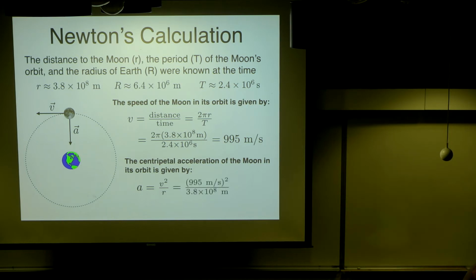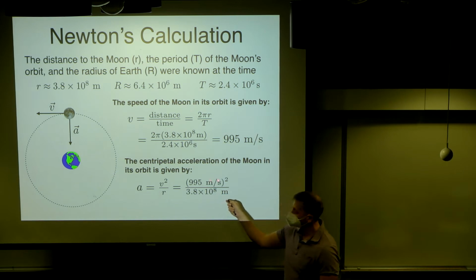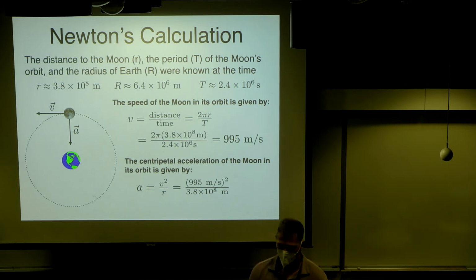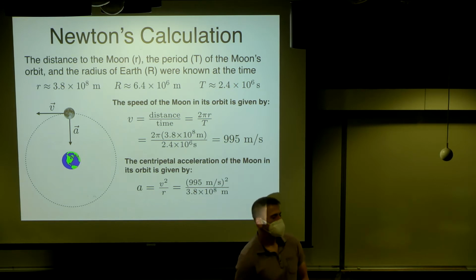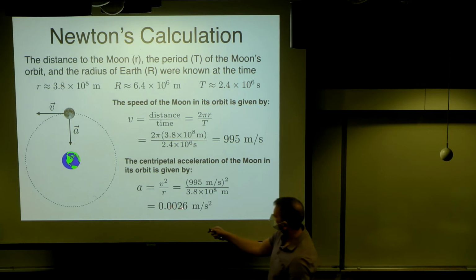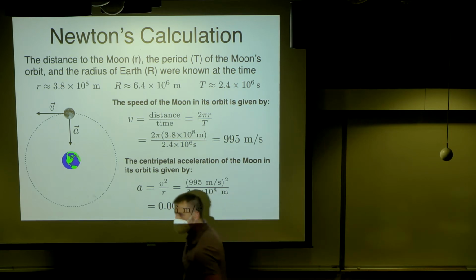We have v is 995 meters per second. Square that value, divided by r, which is 3.8 times 10 to the 8 meters. And what does that end up being? It's kind of a small number. If you work this out, it comes out to 0.0026 meters per second squared. Okay, so a pretty small acceleration as it turns out.